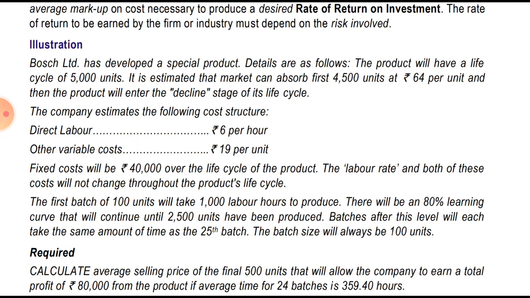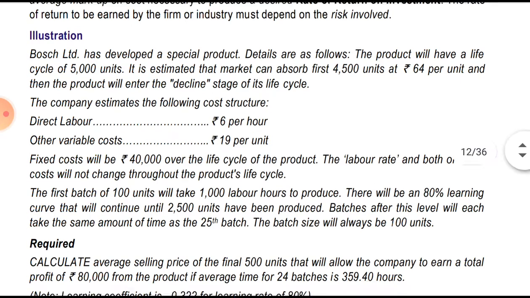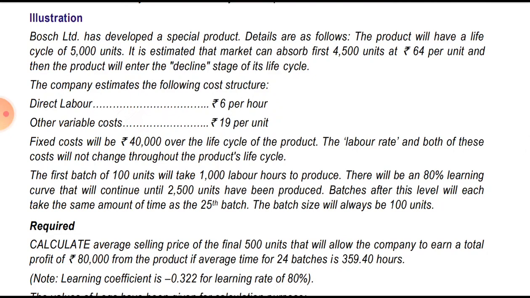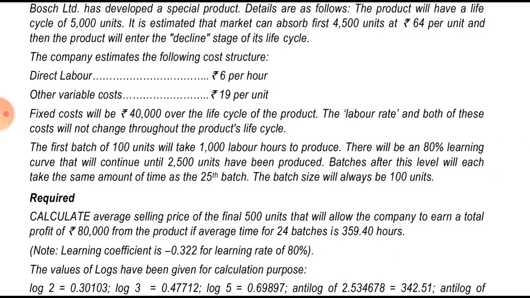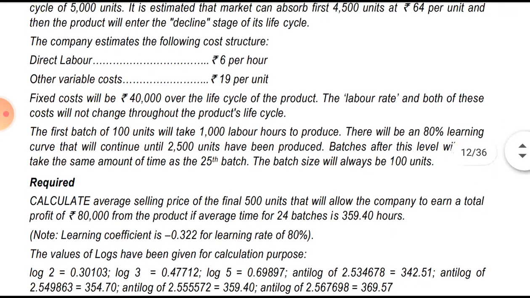So first 4500 is sold at 64. They have given the cost of the production, and then the product will enter the declining stage. They have given in the question: labor cost is 6 per hour, and variable cost is 19 per unit. Fixed cost will be 40,000 over the life cycle of the product. So fixed cost is 40,000.